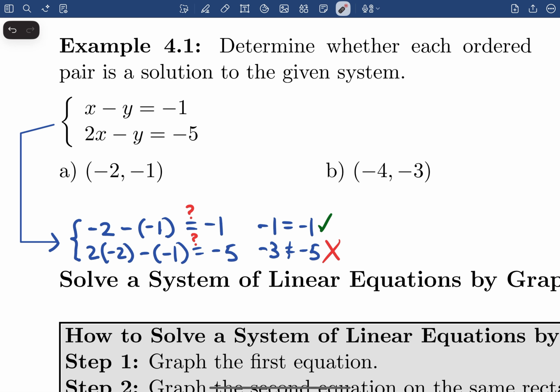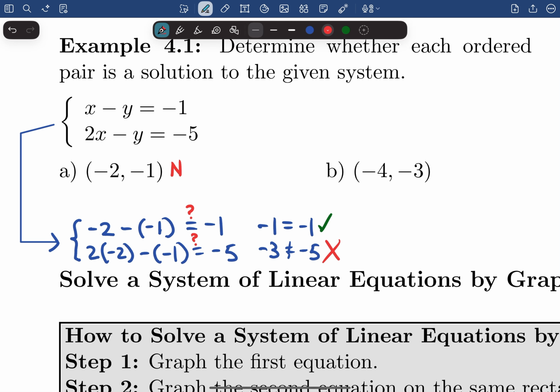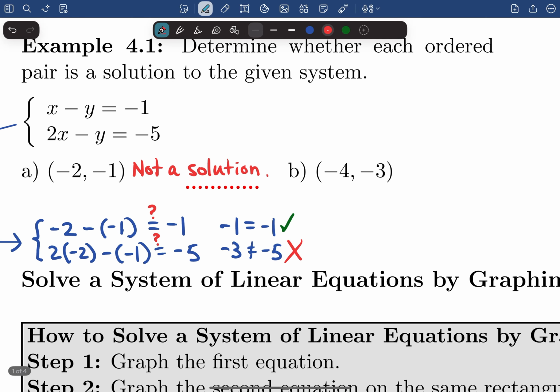And so what is our conclusion? Well, the xy coordinate has to satisfy both equations. It satisfied the first equation, but it didn't satisfy the second equation, so we will write not a solution. Okay, this point is not a solution. Okay, let's try this again with a different point.